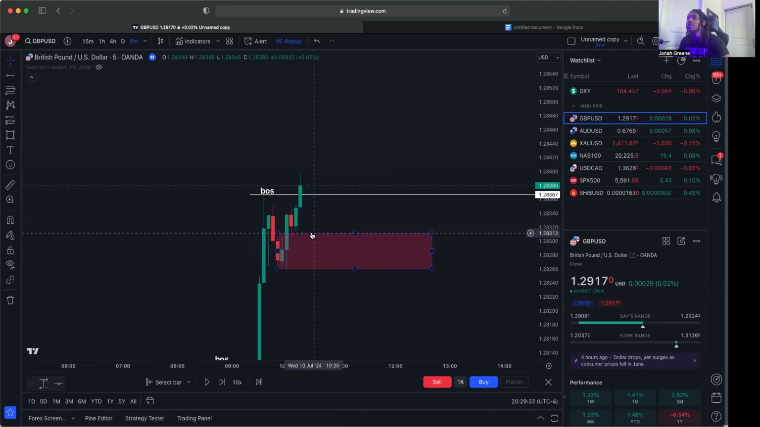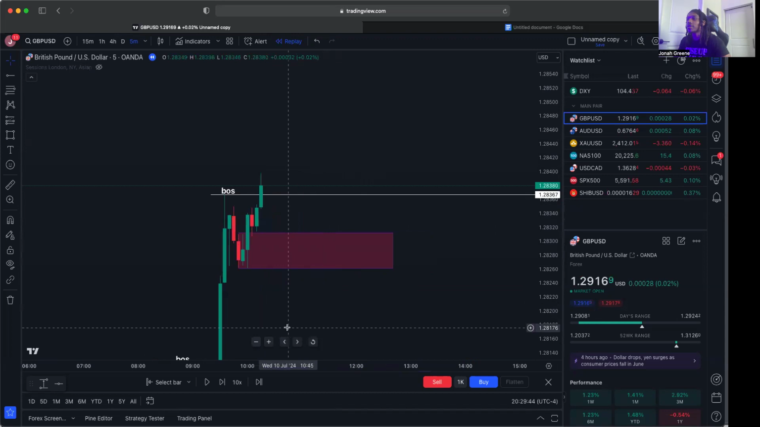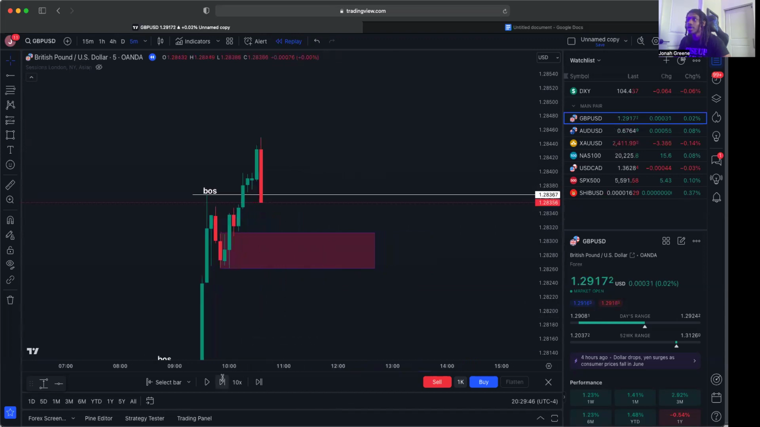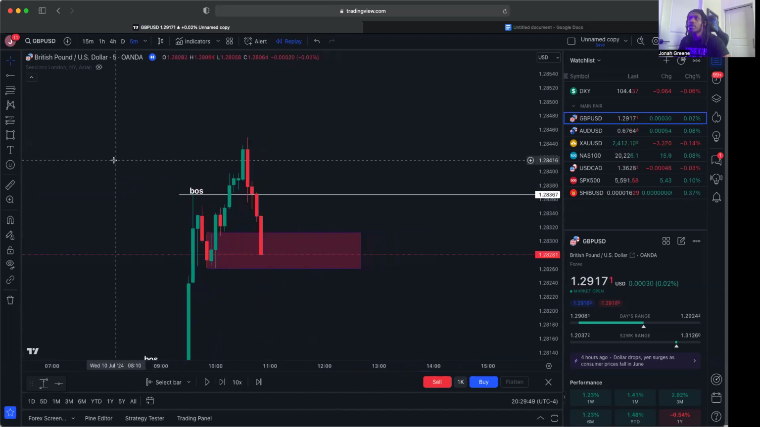Now you could put it right here if you want to, but because the first break of structure is right here, and I'm trusting more in this zone, I mean, you can do either one, but this one seems more valid. So the market went on a retest. Boom. The market retested this area.